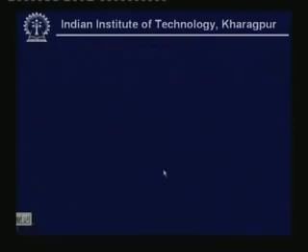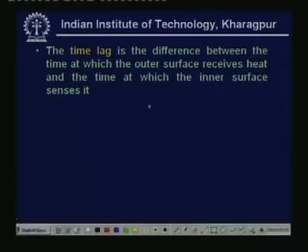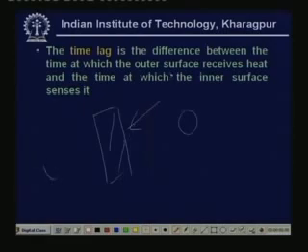And what is the time lag factor? The time lag is the difference between the time at which the outer surface receives heat and the time at which the inner surface senses it. So let me give an example. Let us say that you have a wall here, and this is the outdoor and this is the indoor. Let us say that suddenly this wall experiences some heat transfer, at 4 p.m. At 4 p.m., the outer surface of the wall is suddenly exposed to some heat transfer Q in.